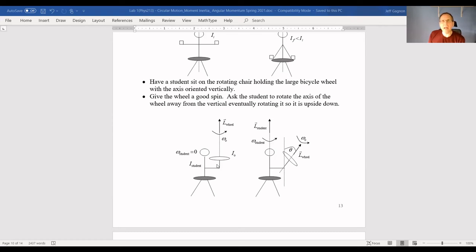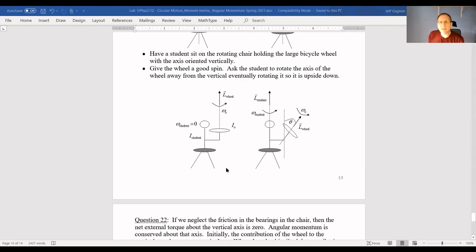So it has an angular momentum that's directed upward, right? So this is the angular momentum of the wheel. The angular momentum of the system is just due to the wheel initially. And it's going to be the moment of inertia of the wheel times the angular speed of the wheel. That's the angular momentum of the wheel initially, and that's the angular momentum of the entire system.